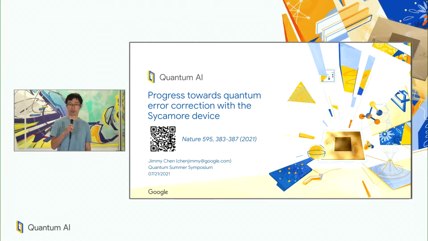I'm a research scientist with Google Quantum AI, and it's my pleasure today to talk to you about our work on quantum error correction with the Sycamore devices. This work was just published in Nature last week, and I encourage you to follow the QR code to read and learn more about it.